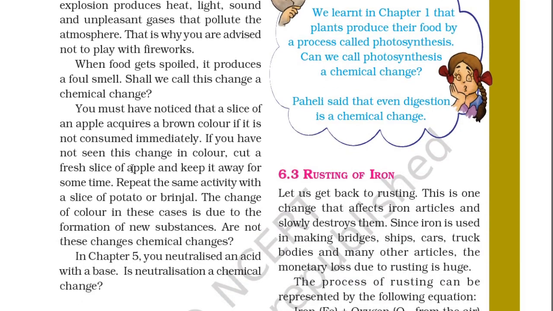You must have noticed that a slice of an apple acquires a brown color if it is not consumed immediately. You must have seen that. If you have not seen this change in color, cut a fresh slice of apple and keep it away for some time. Repeat the same activity with a slice of potato or brinjal. The change of color in these cases is due to the formation of a new substance. So it is due to the formation of a new substance that the brown film is coated over a piece of apple which has been cut some time before. Are not these changes chemical changes?